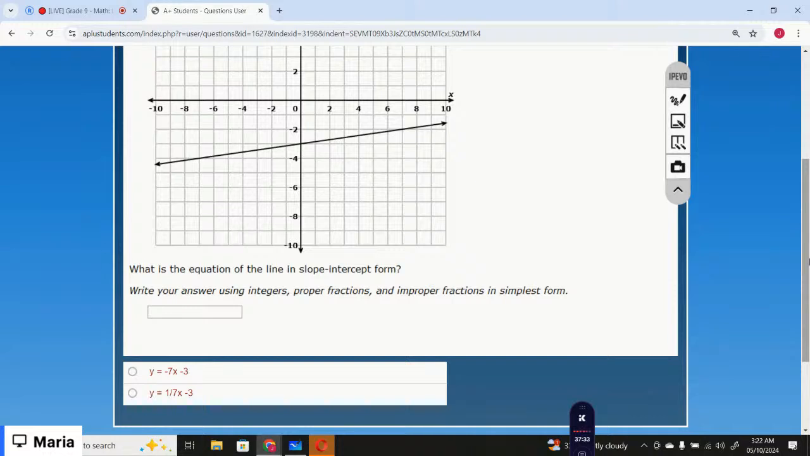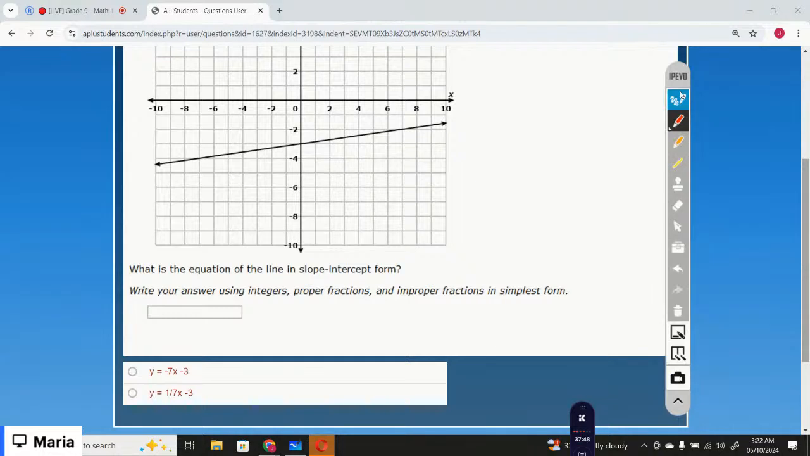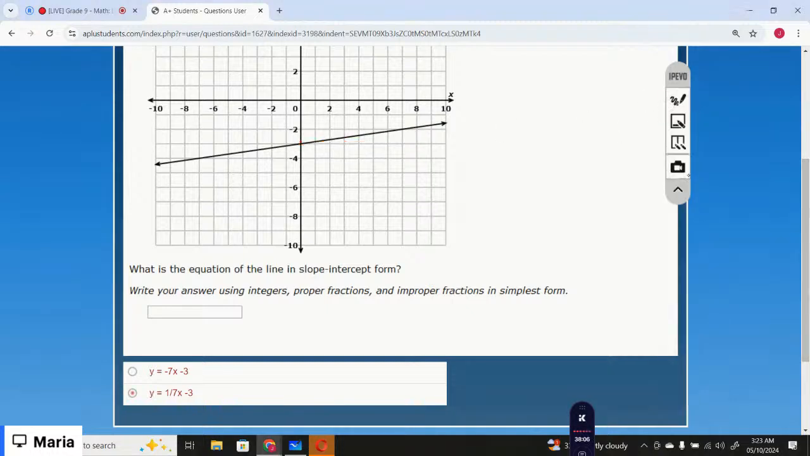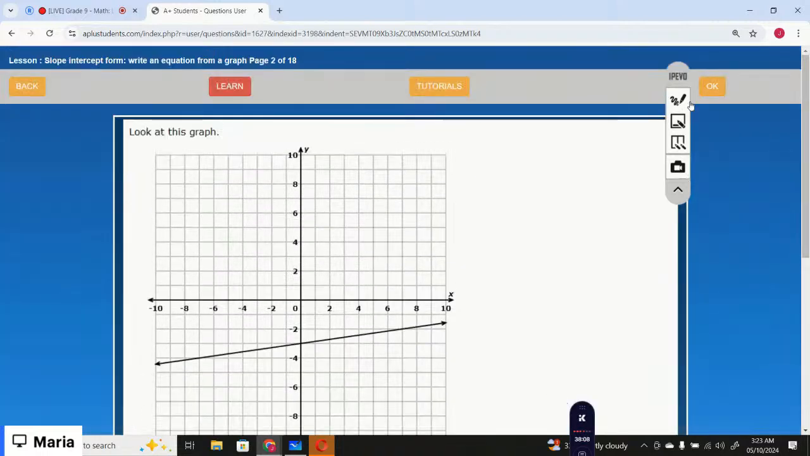So for this one, the y-intercept is negative 3, right? Because the graph is crossing the y-axis at negative 3. And the slope is, let me explain, right? Select any 2 points, that is 1 over 7. Option number 2 is the correct option, that is y equals 1 by 7x minus 3.